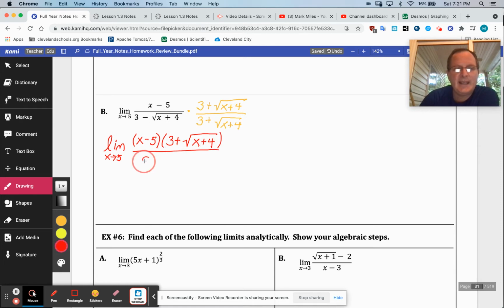And I don't have to do the outside and the inside of the FOIL method, if that's what you did. I think most of you said you did, because those are going to cancel out. I have a 3 times the square root of x plus 4 and another 3 times the square root of x plus 4 with a subtraction. They cancel out. But I have to be careful here because I am subtracting. I'll go ahead and show it. I am subtracting x plus 4 because the square root of x plus 4 and square root of x plus 4 multiply together is going to be x plus 4.